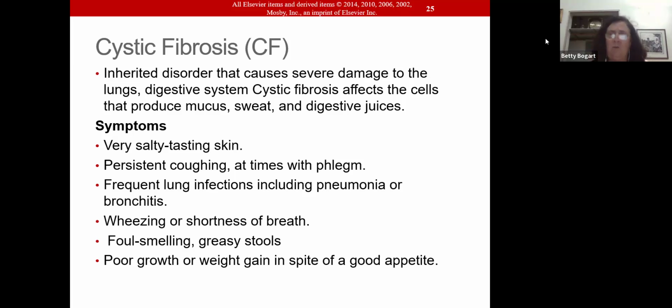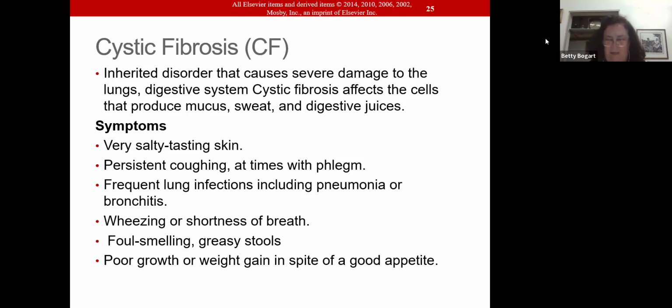Now, do you remember nutrition and you look at carbohydrates, protein, and fats? Carbohydrates and proteins are 4 calories per whatever the amount is. Fats are 9. So that's like double the amount of calories. So these children will be small, even though they're eating well.